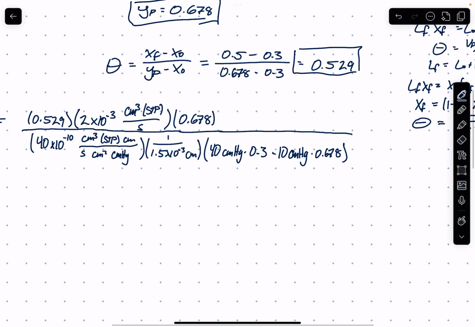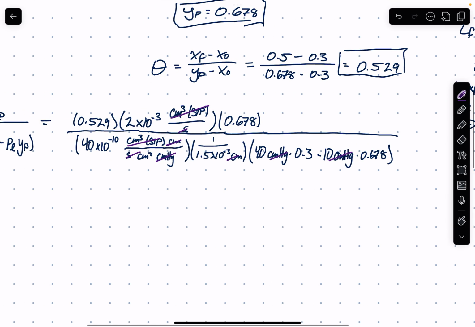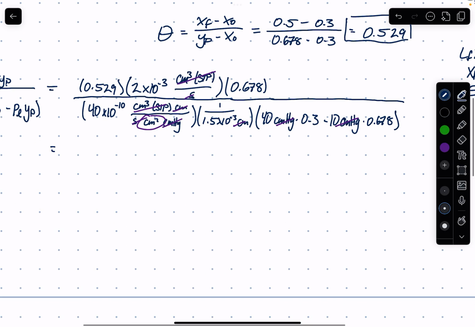Looking at all of our units here, they will cancel out. The cm3 cancels out. The centimeters and thickness cancel out. Our seconds cancel out. And our centimeters of mercury cancel out. So all that we're left with is centimeters squared, which is an area, and that's what we would expect. And evaluating this, we get an area of 51.53 square centimeters.